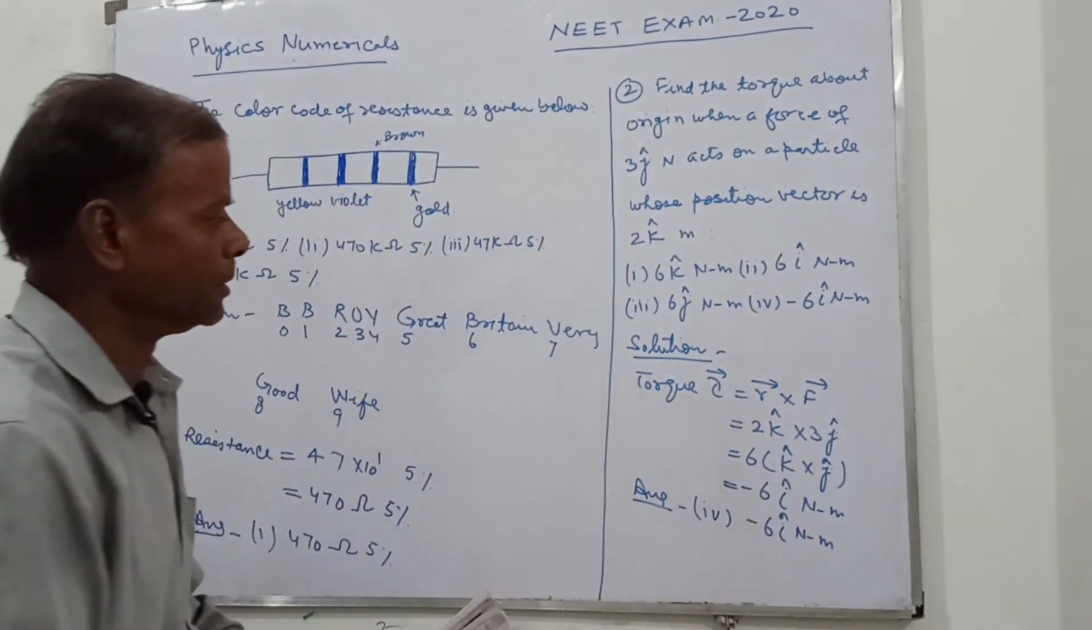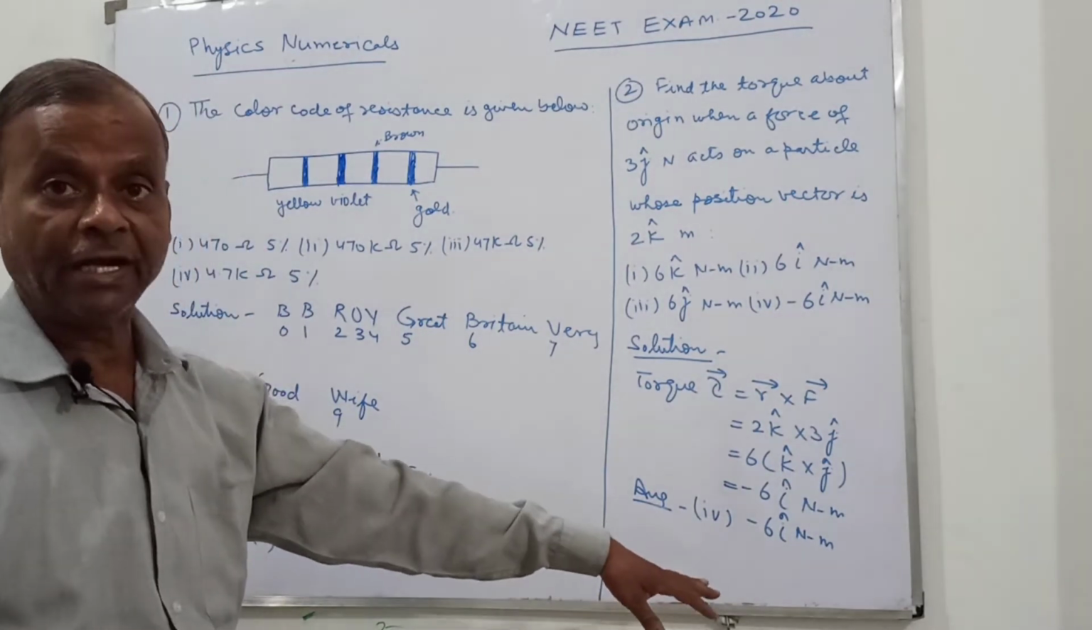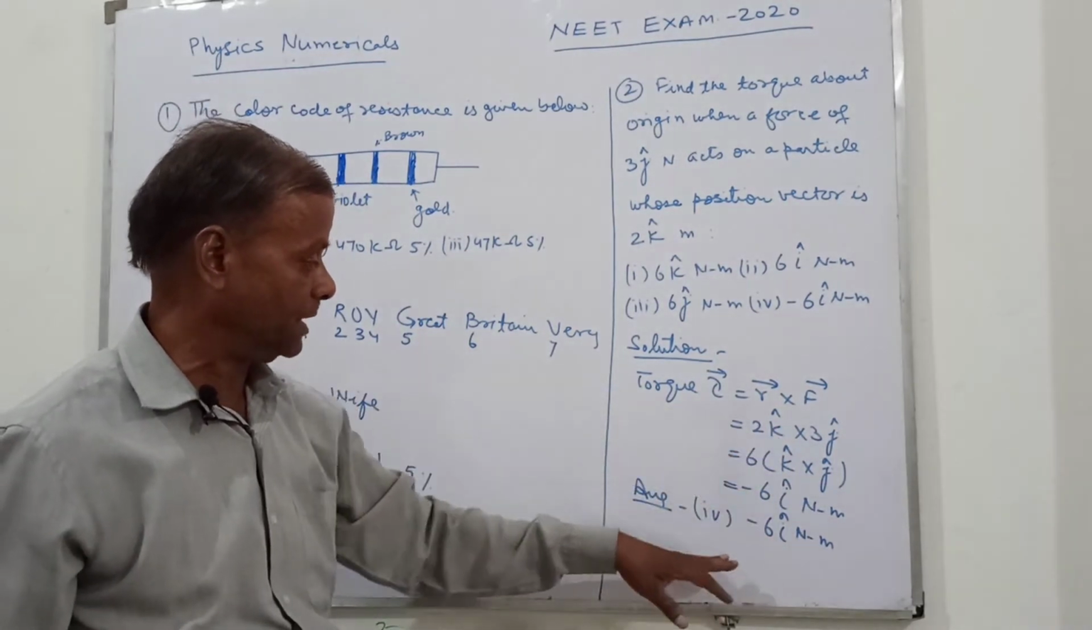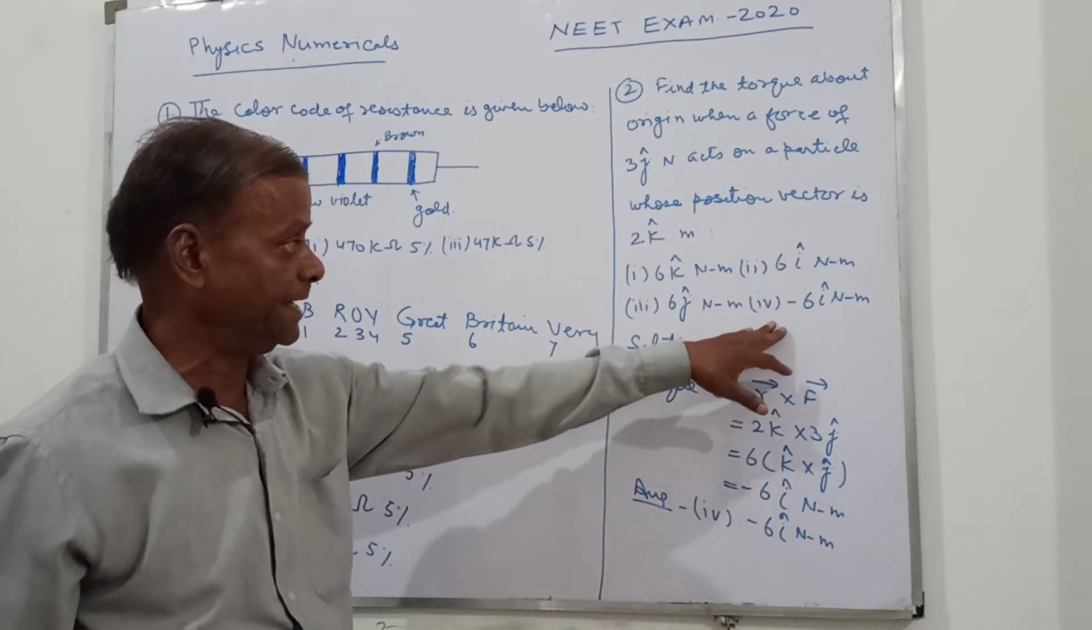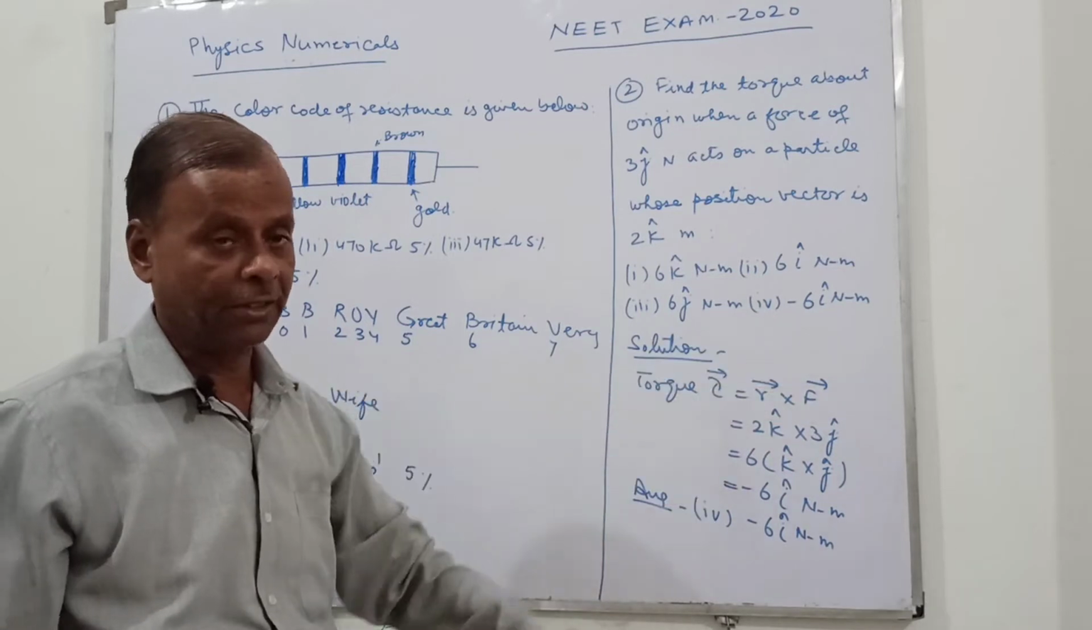So you see that this is a very short question, not very large. You just find the cross product, that will be the answer, and then you tick the right option in the question paper.